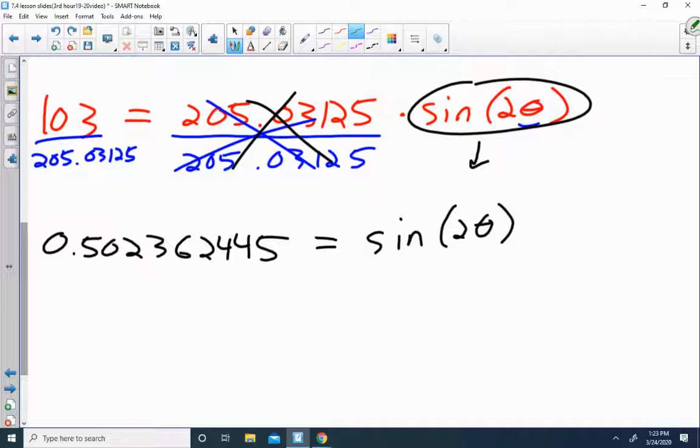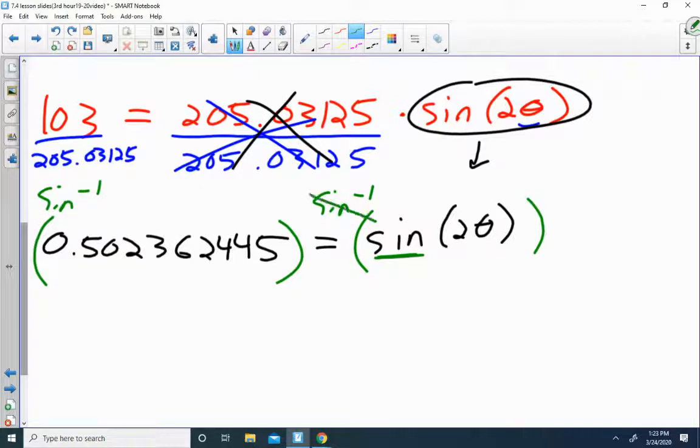Okay? So now for this example, I'm going to go ahead and change my calculator to degrees, just so you see what it's like to get a degree answer. So go ahead, change your calculator to degrees, and then we'll move on. So now from here, I need to get rid of sine. So I'm going to take sine inverse of both sides. Sines will cancel over here. Now let's do sine inverse of this angle.